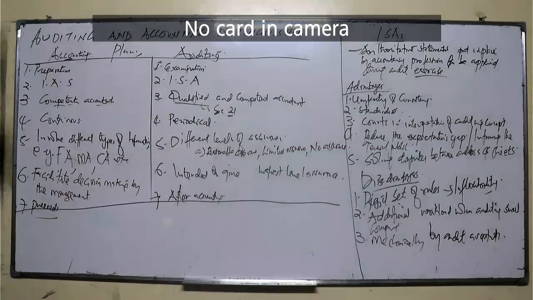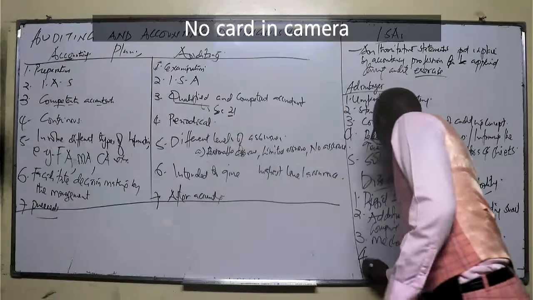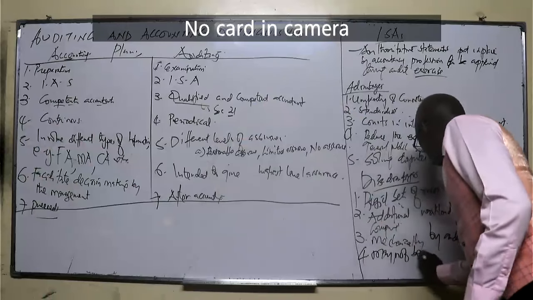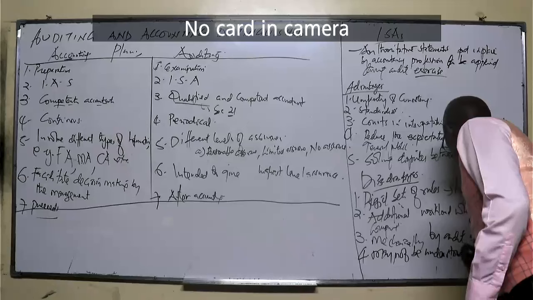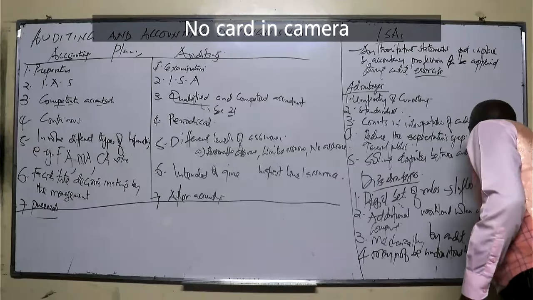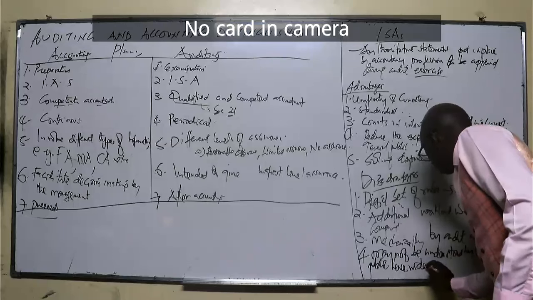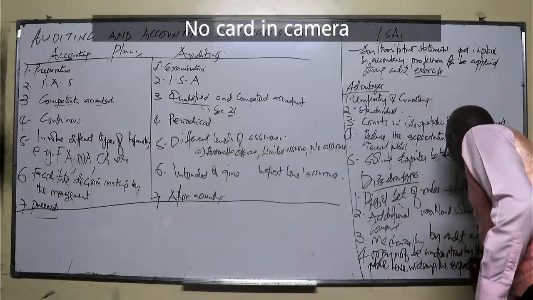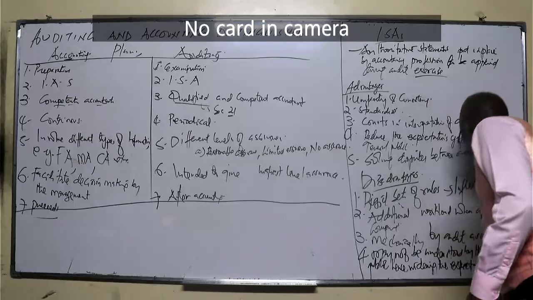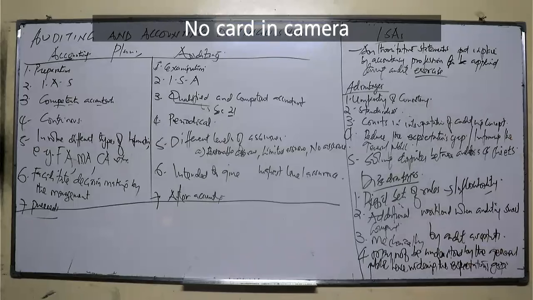During an audit exercise, they may not be understood by the general public. I had already explained that. May not be understood by the general public, hence widening the expectations gap. Let me do it again, just in case I've written like a doctor here. May not be understood by the general public, hence widening the expectations gap.